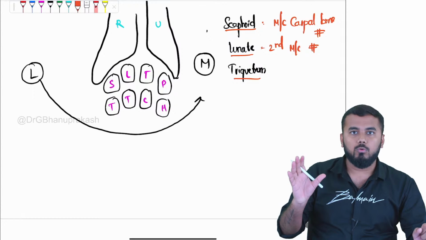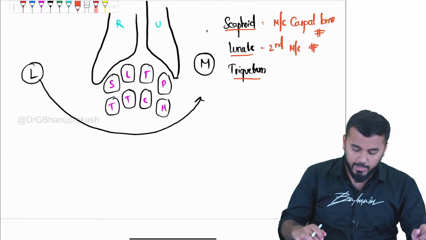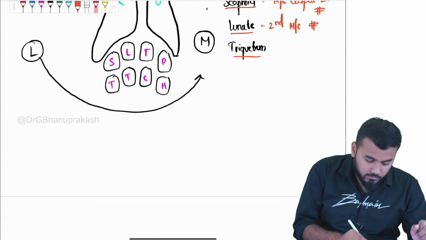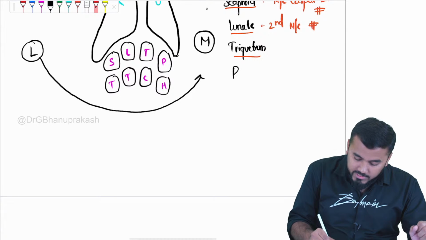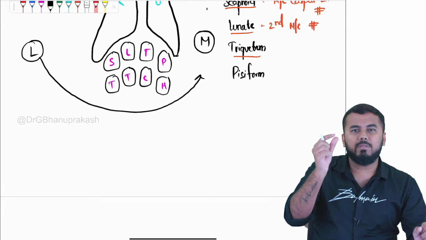Lunate means moon. Luna means moon. Moon shaped bone. Okay. Triquetrum. Next, we have got the pisiform bone, a small bone like a peanut, pisiform.